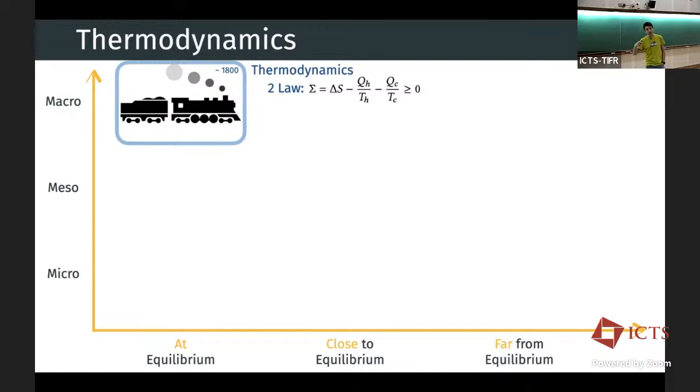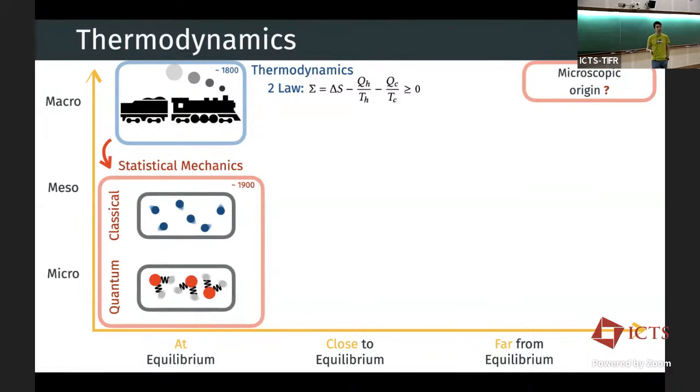Together with the understanding about the energetics of these engines that came with thermodynamics, came also the question about the macroscopic origin of thermodynamics itself, which was explained in terms of statistical properties of molecular systems, if you want, both at the classical and the quantum level. But since thermodynamics was developed as an equilibrium theory, originally these approaches were also developed at equilibrium.